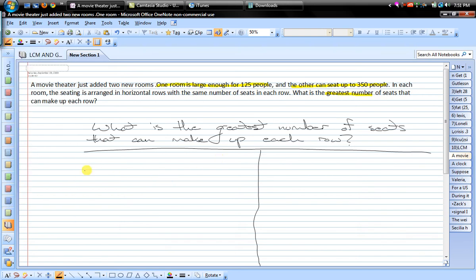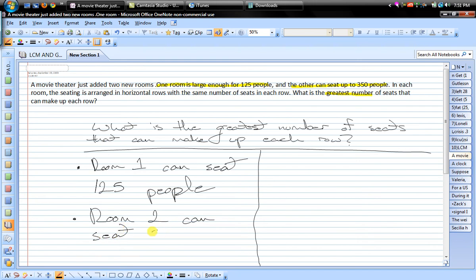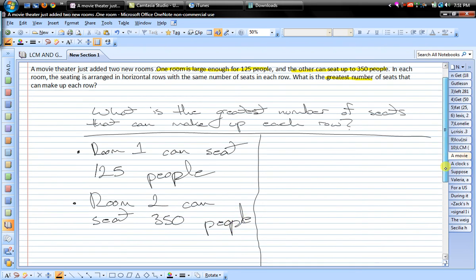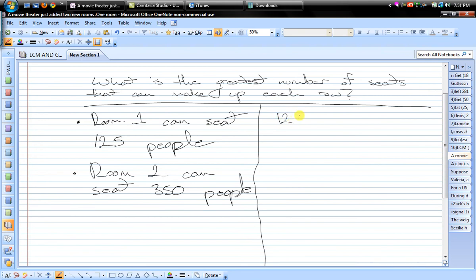All right, now that we've got that out of the way, let's go ahead and jot down what we're going to need to solve. Room 1 can seat 125 people. Room 2 can seat 350 people. And we need to know the greatest number of seats that can make up each row. All right, so this is a simple GCF problem.